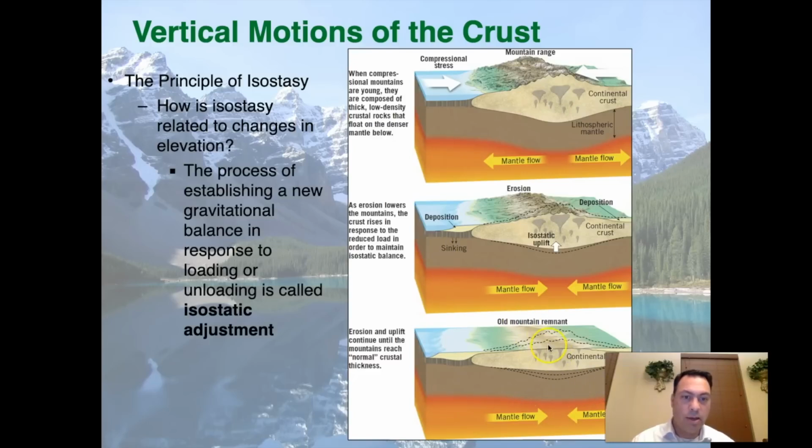So you'll see the ancestral old mountain remnant that's there, but we can imagine that this is something that was once very large. And so the process of establishing a new gravitational balance in response to loading or unloading is called isostatic adjustment. So the Appalachian Mountains are undergoing isostatic adjustment right now.